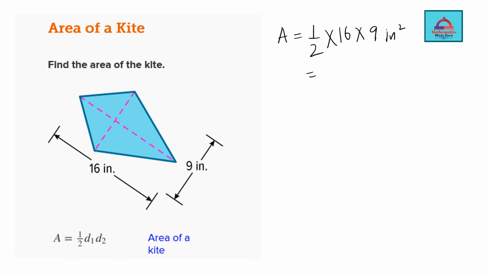So what does this come to? It is 144 divided by 2 inches square, which is equal to 72 inches square. So the area of this kite is 72 inches square.